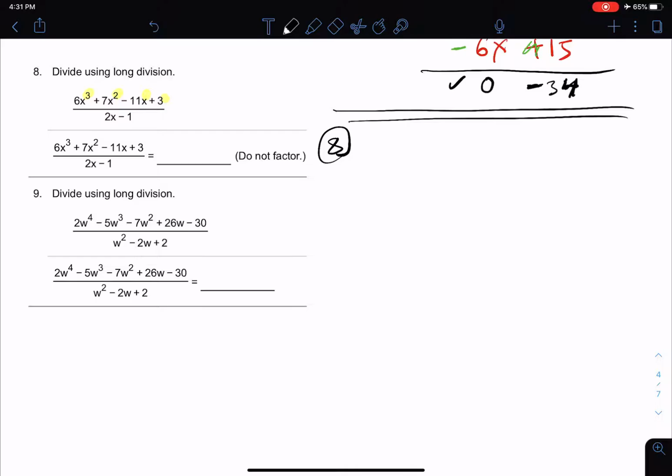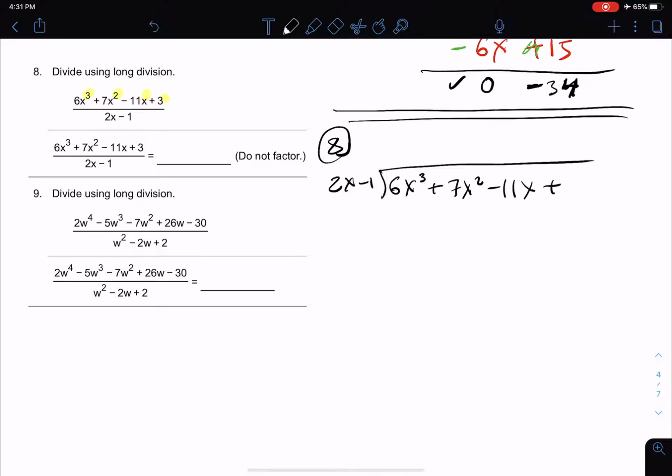So now my divisor is going to be 2x minus 1. And then this, of course, is standard form, 6x cubed plus 7x squared minus 11x plus 3, also known as descending order of x, or descending powers. Well, I should say that those are equivalent ideas. But anyways, you want this to be in standard form. You want them to be in descending power of x.